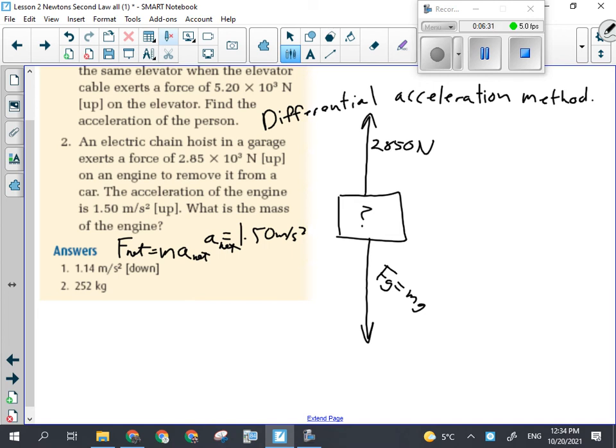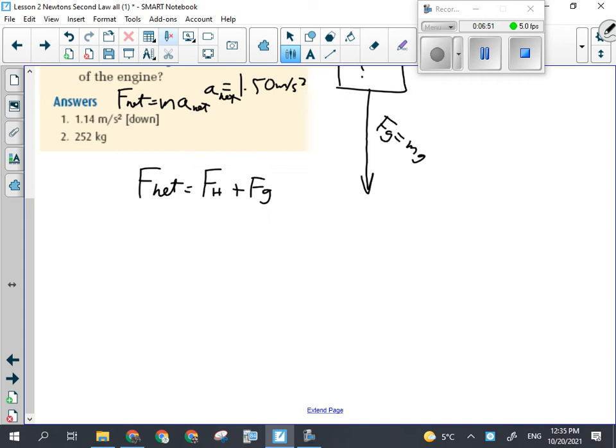I also know that F net equals the vector sum of all the forces. So there's the force of the hoist plus the force of gravity. Okay? Again, those are the two steps we said are going to be in every Newton's second law question. My problem is that I don't have mass. So here's what I'm going to do. I'm going to expand this out.